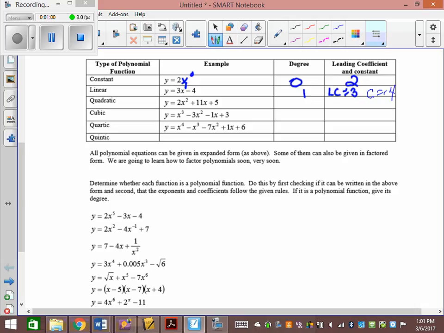Quadratic would be degree what? Yeah, 2. The leading coefficient is the number in front of the largest exponent. So in this case, the leading coefficient would be 2. The constant is the number without a variable, so in this case it's +5.